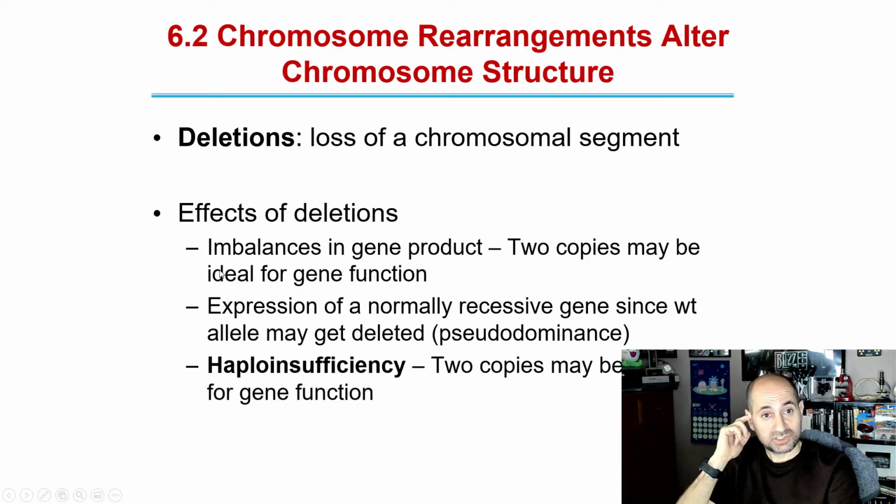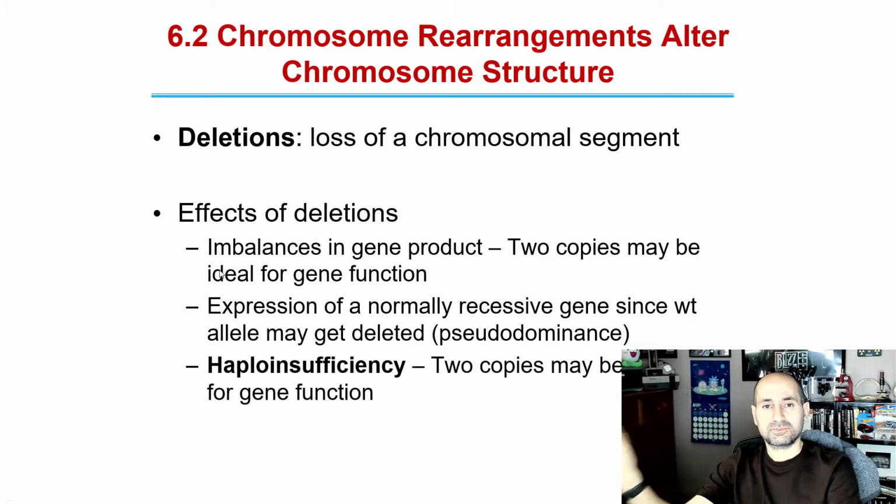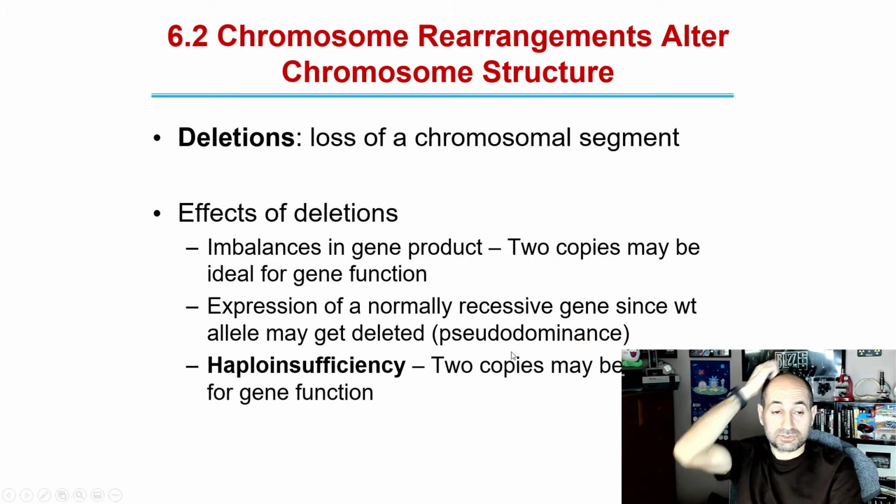So again, what about deletions? You have loss of chromosomal segments. The effects of deletions, well, again, you'll have imbalances in gene product. You might need 2 copies of that gene for ideal function and development of the embryo. You might have what's known as haploinsufficiency, which is basically the same concept. Haploinsufficiency, where 2 copies may be necessary for gene function, or the expression of the normally recessive gene would persist.